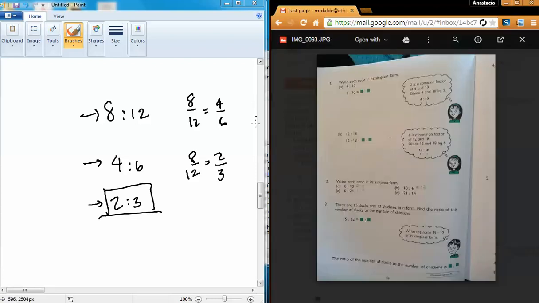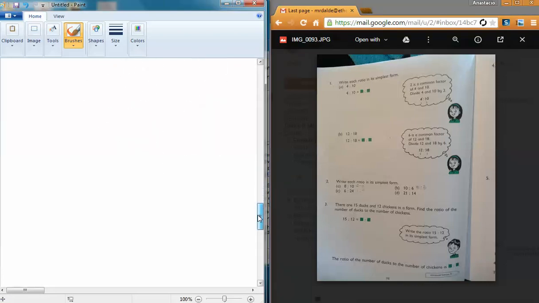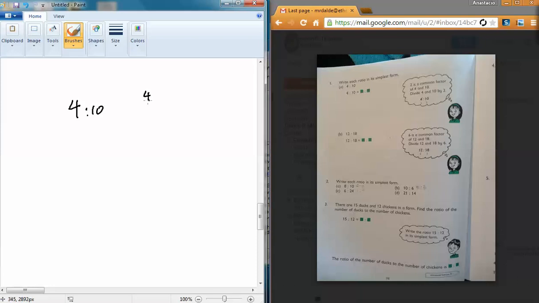Write the ratio in simplest form. This one, again, you can think of as a fraction. 4 to 10, the equivalent fraction would be 4 over 10. I could reduce that fraction to being 2 over 5. So the simplest form would be 2 to 5. Alright, let's try this one. 12 to 18, so this would be part B, 1B.